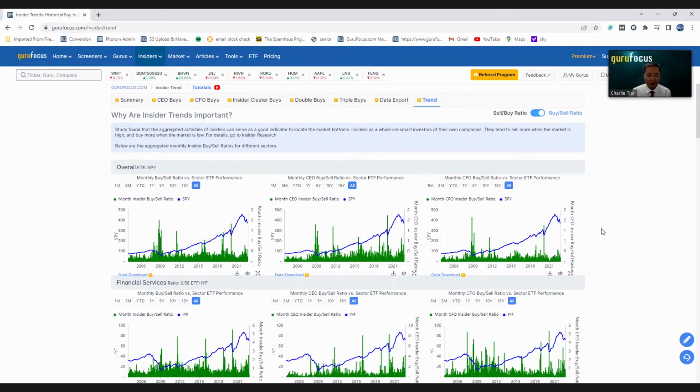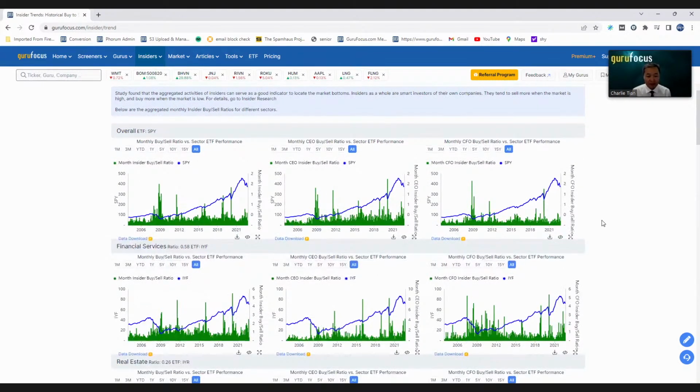Okay, these are mostly about overall market valuations and related pages: the yield curves, the Buffett indicator, the Shiller PE, and the insider trend. If you have questions, feel free to ask me.